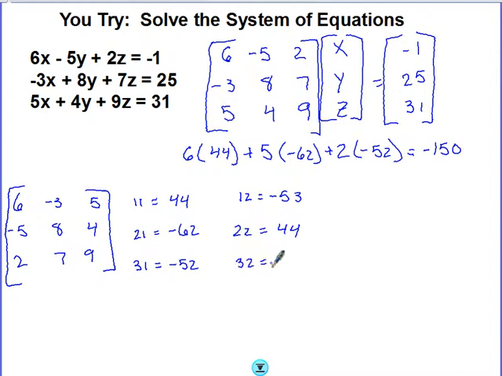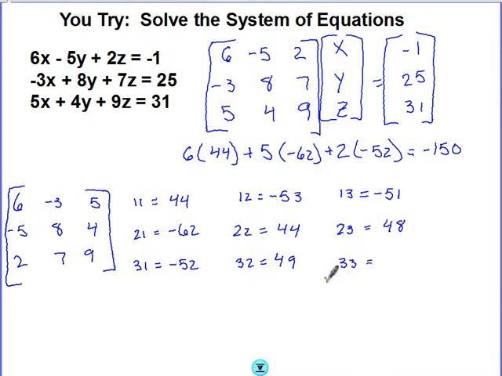And then 3, 2 means third row, second column. So this time it's 24 minus negative 25, which would give me 49. Alright, last set here, 1, 3, first row, third column. So I have negative 35 minus 16, which is negative 51. 2, 3 means cross out second row, third column. So I have 42 minus negative 6, which is 48.